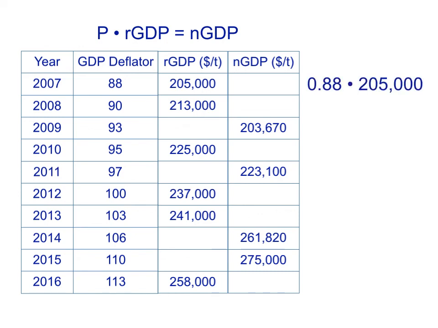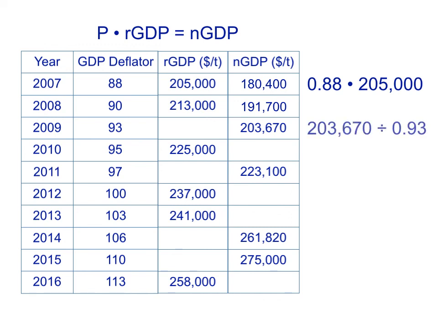I can simply take the price level, which is 0.88. So remember, when we did the price level, we multiplied by 100. Now, that was just an arbitrary type of calculation. So in this case, we need to just remove that multiplication by 100. So we have 0.88 multiplied by 205,000, which means that my nominal GDP in 2007 was 180,400. So you can do the second one in the exact same way. And that's going to give me 191,700.